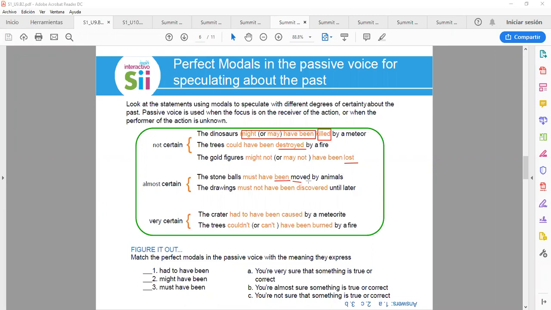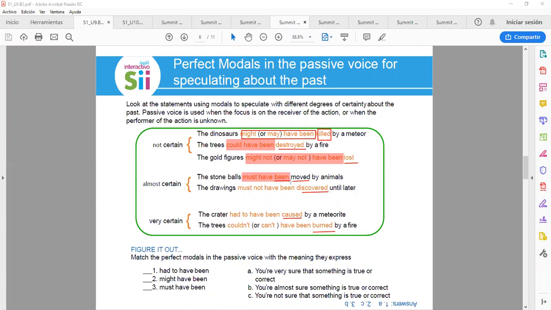Here the verb is this, moved. Okay, discovered, caused, burned. Meanwhile, we can see that the part that is going to set what is the tense is verb to be. Could have been, might not have been. Of course, we are going to talk about not only the tense, but also about the structure.